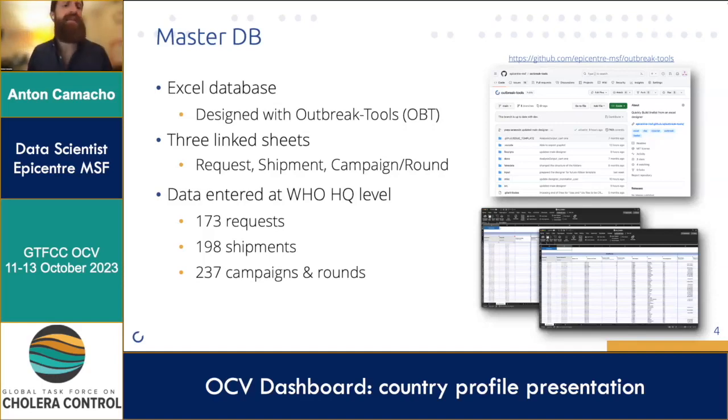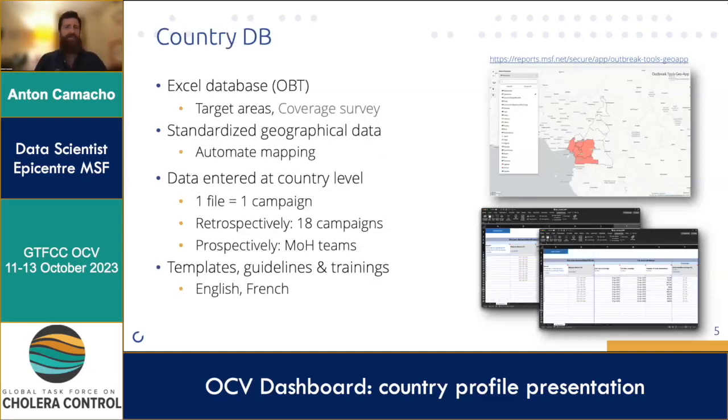And so far we have data on 173 requests, 198 shipments, and 237 campaign and rounds. So this is the master database at the national level. And then we have introduced this new database called the country database, which is also an Excel database created with Outbreak tool and contains two sheets.